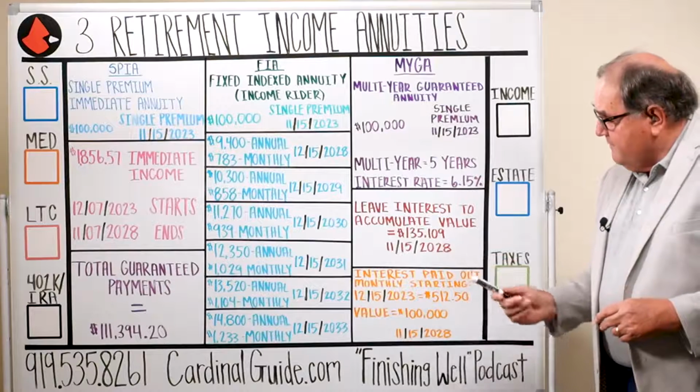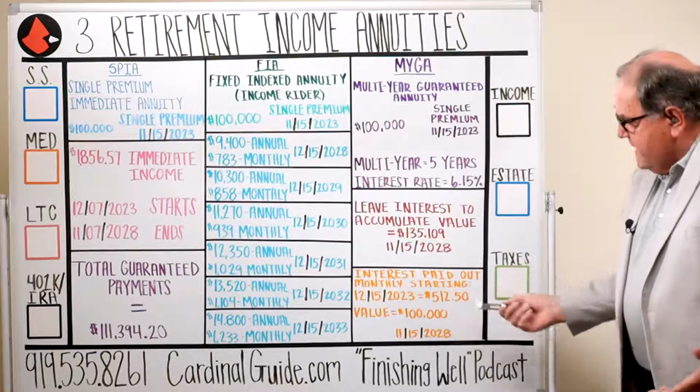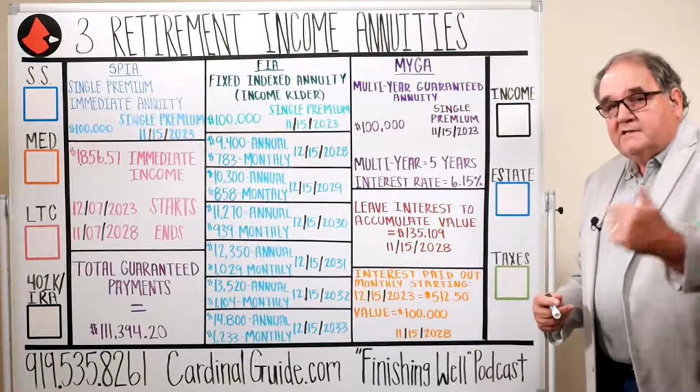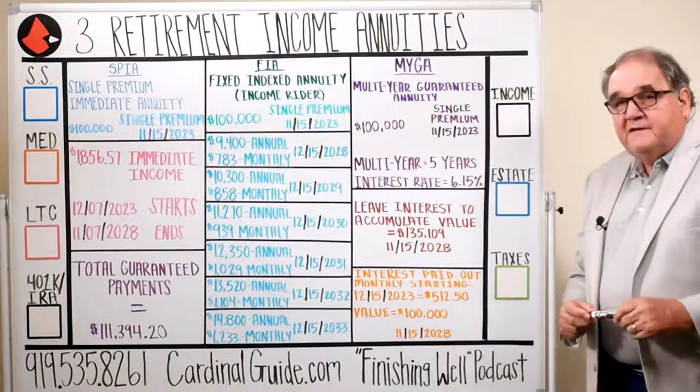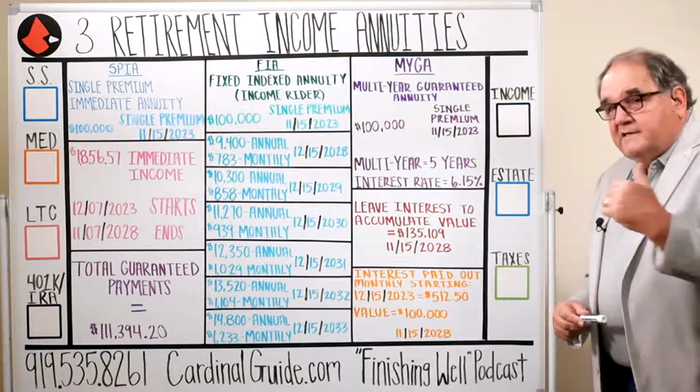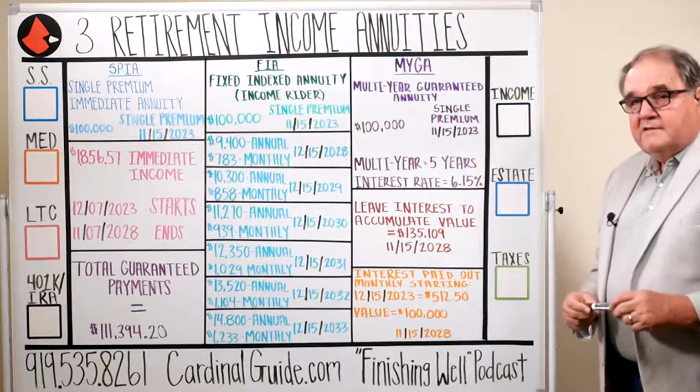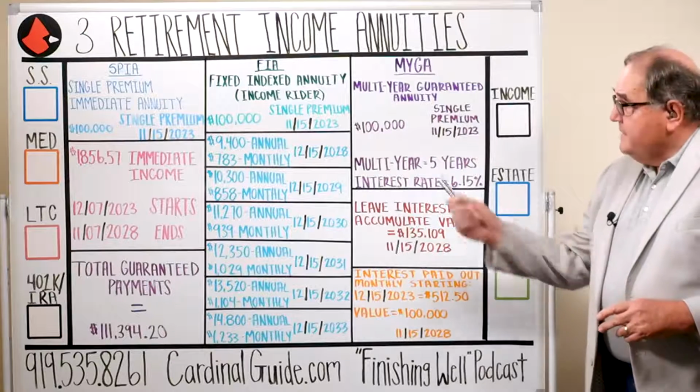And you can roll it over 5 years from now. But this option is just real simple. We could start sending you a check, or the insurance company could, for $512.50 a month. And they're going to send you that check every month for 60 months. And that's based on 100,000.